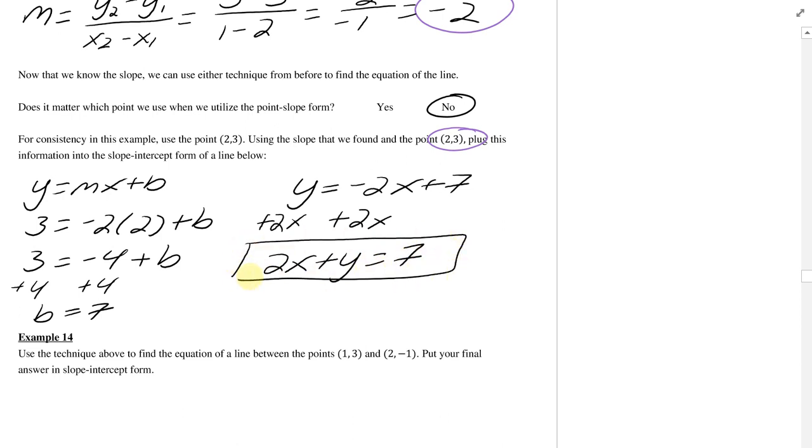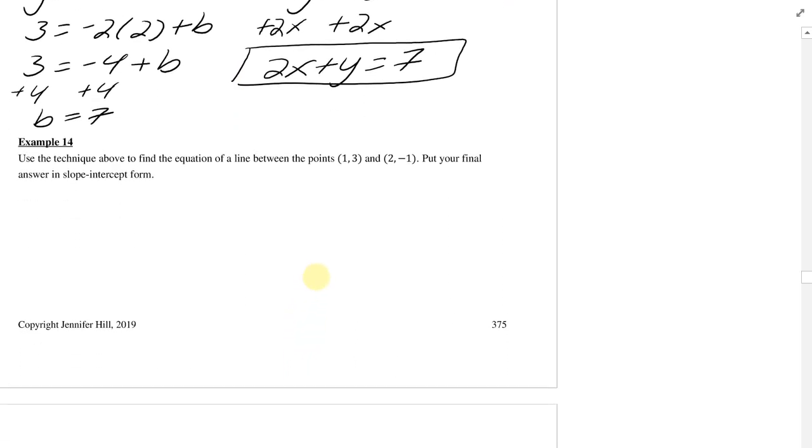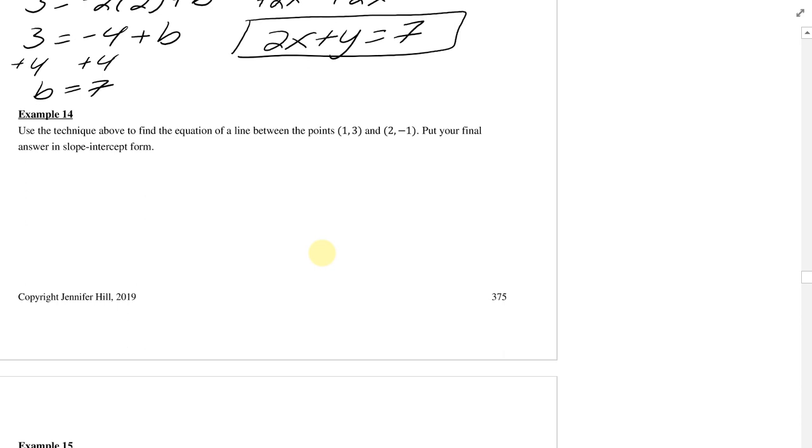Okay. So now I'm going to walk you through the next example just to make sure you've got it. And then we'll do a couple more and then we'll be good. So now I want to find the equation of a line between these points, and we want our final answer in slope-intercept form. So first things first, why don't you find the slope of these 2 points? Hit play when you're ready.